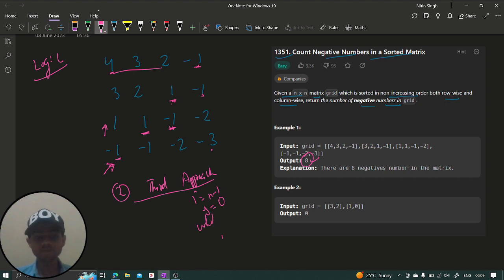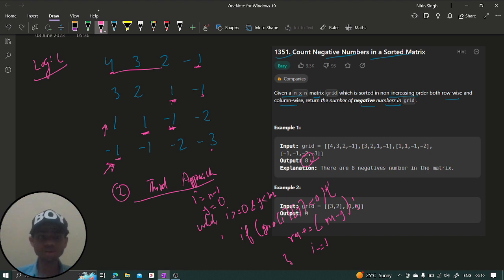Now we are going to say while this outer bound holds, while I is greater than or equal to 0, that's cool, and if j is less than m, that's cool. This means it is within the bound. Here we can check if grid of I and j is less than 0, that means that number is negative. So what you can do is add all the numbers to your result: result plus equal to m minus j. Once you have taken all the numbers, you move upward, so I minus equal to 1, which means the row is going to move up.